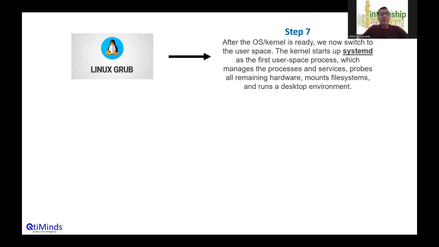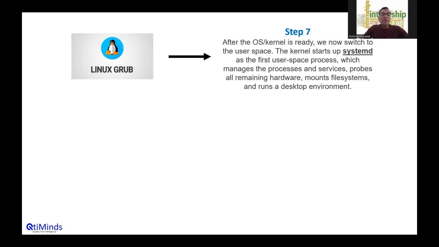So once this is ready, what does it do as a first part? Once the kernel is ready, it switches the system to user space. In any system, we have two spaces. One is user space, where the user can interact and manage whatever they want to manage. Another one is kernel space. The user cannot enter kernel space directly. It has to be entered through specific commands only. You have to have lots of privileges if you really want to go into the kernel space.